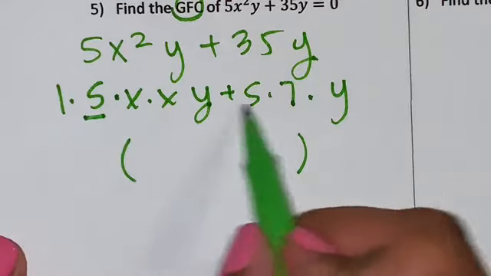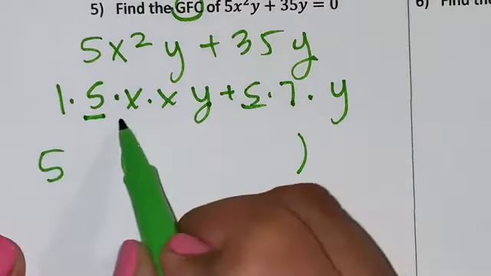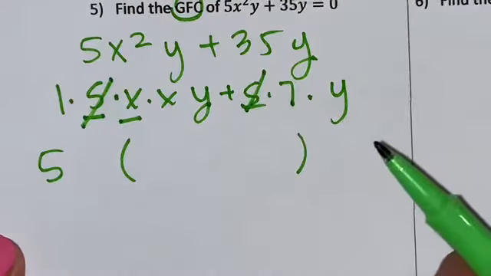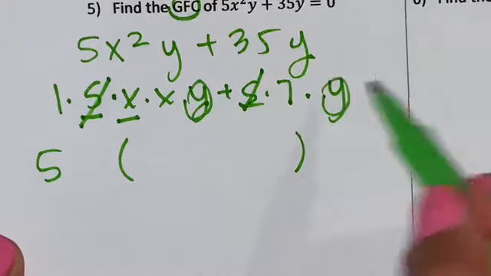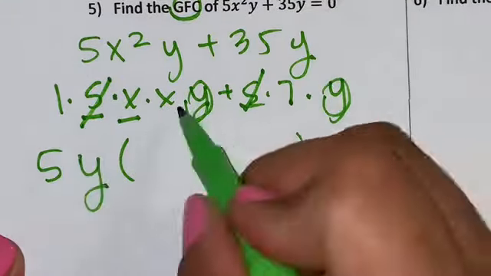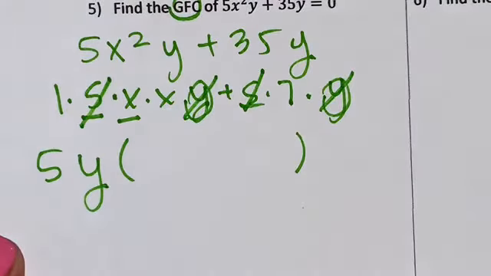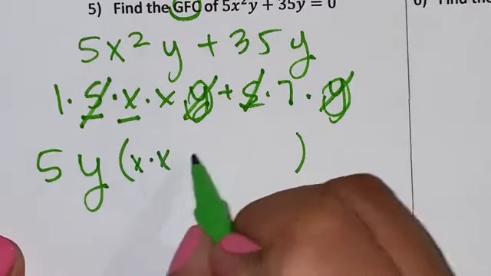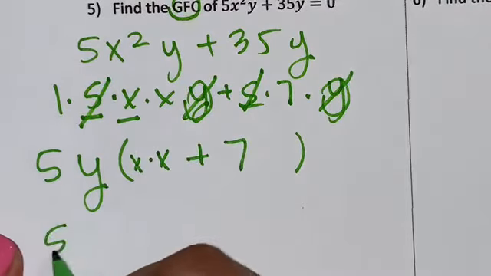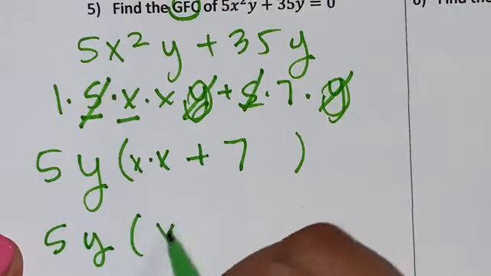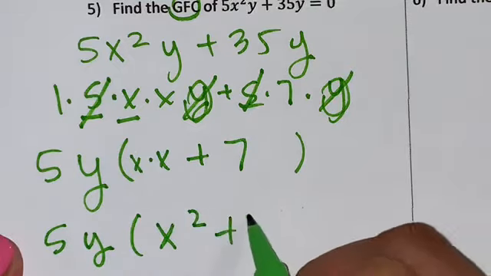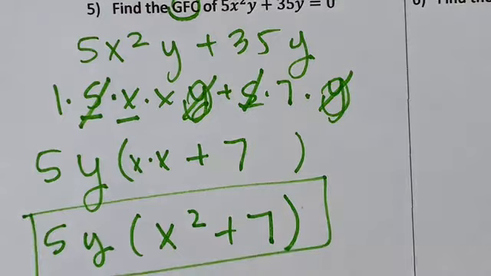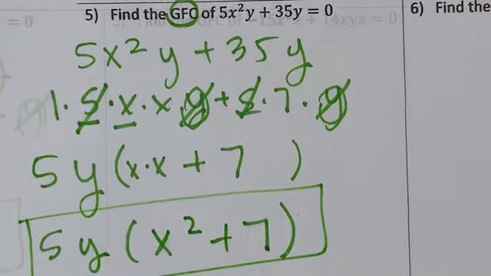So I have a 5 here and a 5 here. I have an x, so the only thing I can take out is a 5. Oh, and I have a y and a y, so the y's go away. I'm left with x squared plus 7. So 5y times x squared plus 7. That is my factored solution.